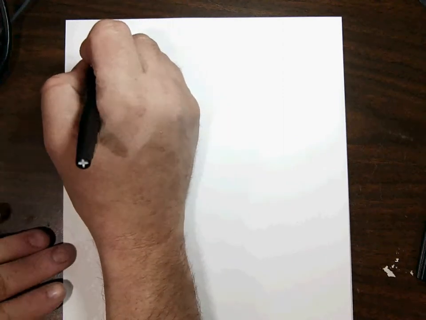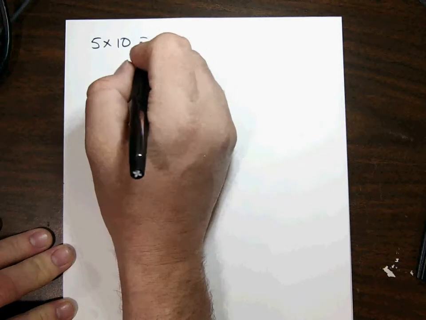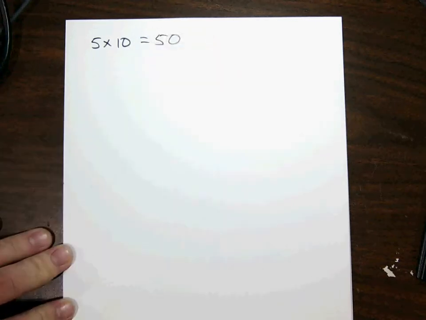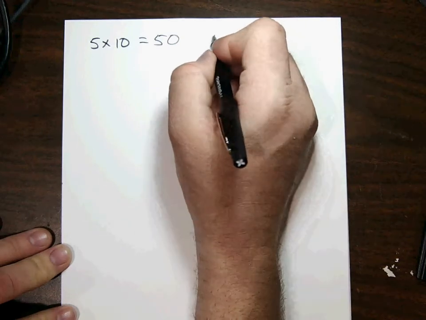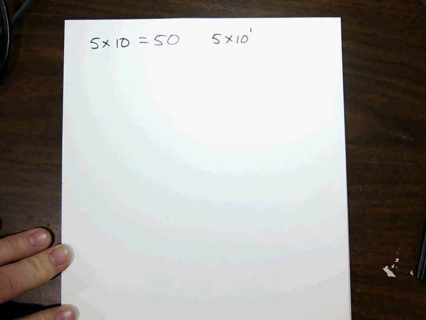Alright, we're going to talk a little bit about something called scientific notation, but first I want to review powers of 10 here. We all know if I take 5 times 10, I get 50. But another way for me to express that same thing would be to take 5 times 10 to the power of 1, right? That's what 10 to the power of 1 is, still a 10. That's another way for me to say the same thing.